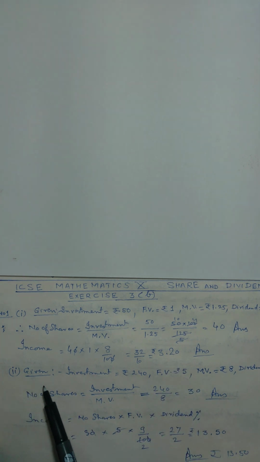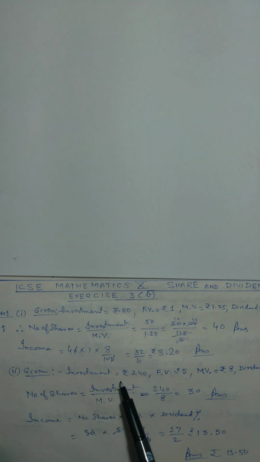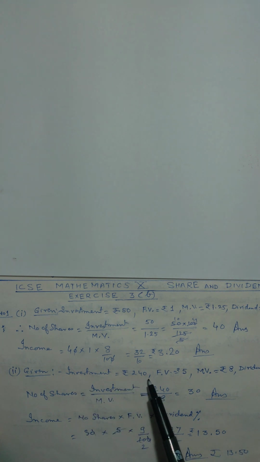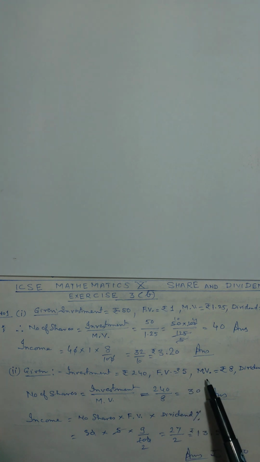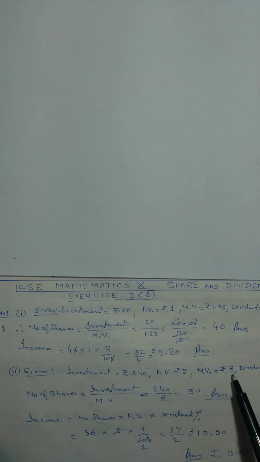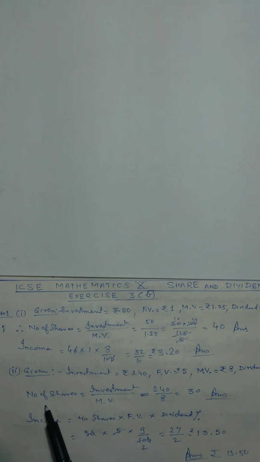Second part, given investment is rupees 240, face value is rupees 5, market value is rupees 8, dividend is 9%. So the number of shares will be equal to investment upon market value. That will be equal to 240 divided by 8. It will be equal to 30.